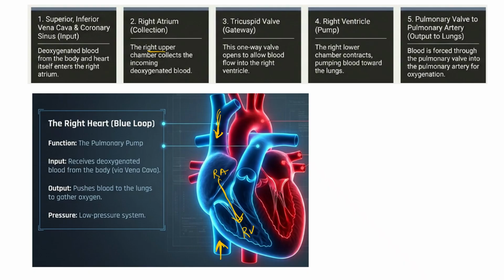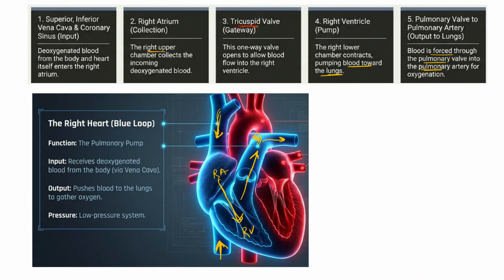So the upper chamber is collecting the blood, and finally, through the gateway, the tricuspid valve, the blood is poured into the right ventricle. Now the right ventricle will pour the blood through the semilunar valve into the pulmonary trunk, and blood will be given to the right and left lung respectively for oxygenation. So it is pumping the blood to the lungs, and blood is forced through the pulmonary valve, meaning semilunar valve, into the pulmonary artery for oxygenation.